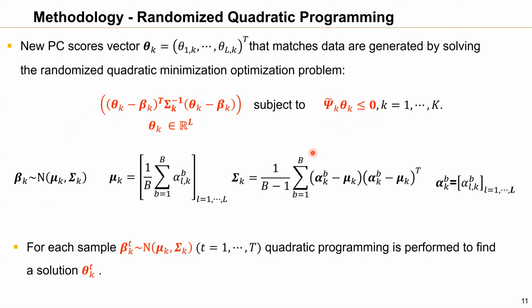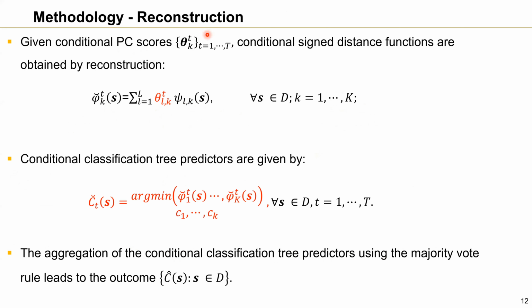Now, given that conditional PC score, the next step will be to compute the conditional sign distance. And this is done simply by reconstruction. So now we are able to generate the conditional PC score, so we combine them with the previous PC factor. And by doing this, these sign distance functions are exactly conditioned to the data.